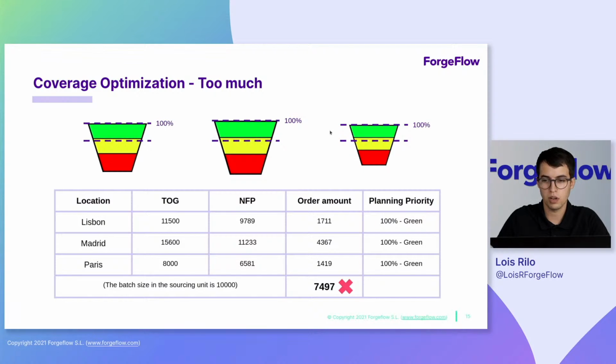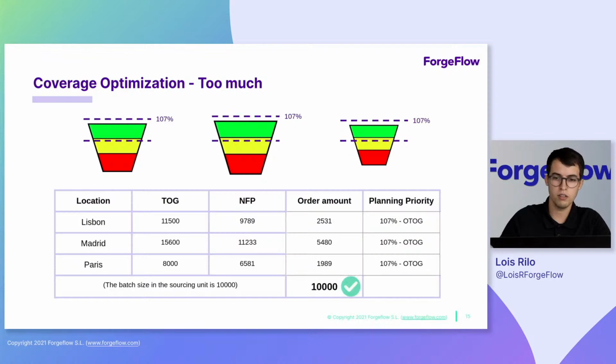If you see here, we have the 3 buffers for the 3 regions, and if we follow the logic that I explained to you before, in which we take the net flow position and move it to the top of green to know the order amount, so top of green minus net flow position gives us the ideal or the optimal order amount, which is the 100% green.